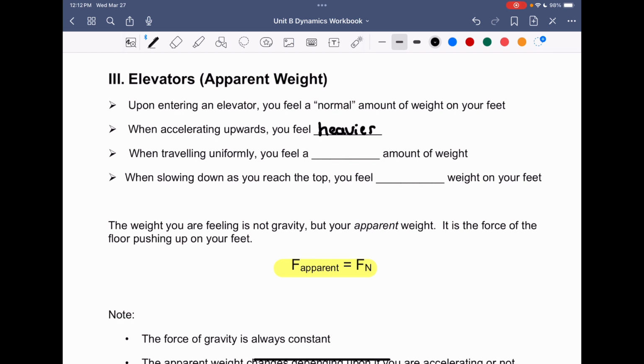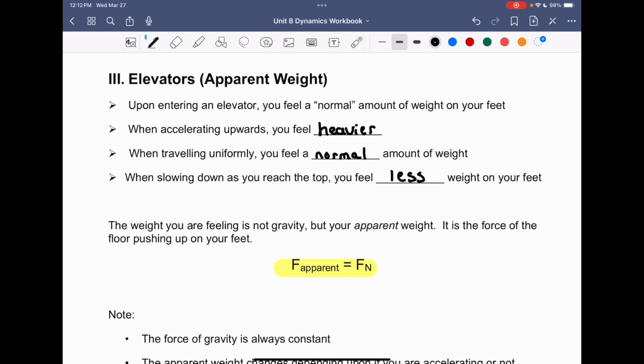When you're traveling uniformly, let's say you're in the middle of your journey from floor 1 to floor 10, about floor 5 or 6, you would feel normal, because if you're traveling at a constant speed, you're not accelerating in any direction. You would have some sort of force balance there. So your normal weight would be what you're actually experiencing. Now, when you're slowing down as you reach the top, you start to feel lighter on your feet, or less weight on your feet. I could even put, in this case, you feel less weight on your feet. But you could also say you feel lighter on your feet, whatever you want to put there. Less would make this sentence a little more comparable and make sense here.